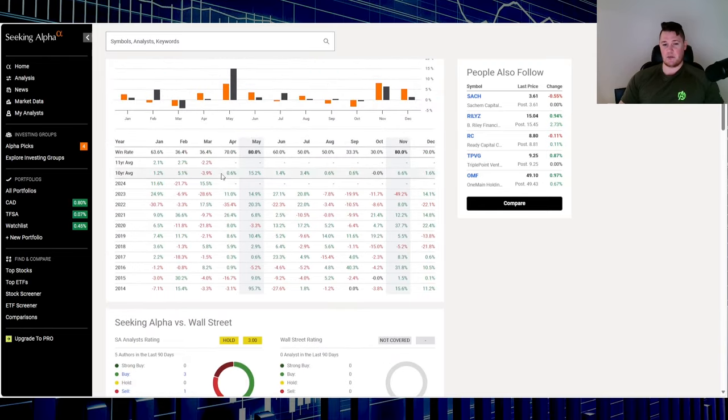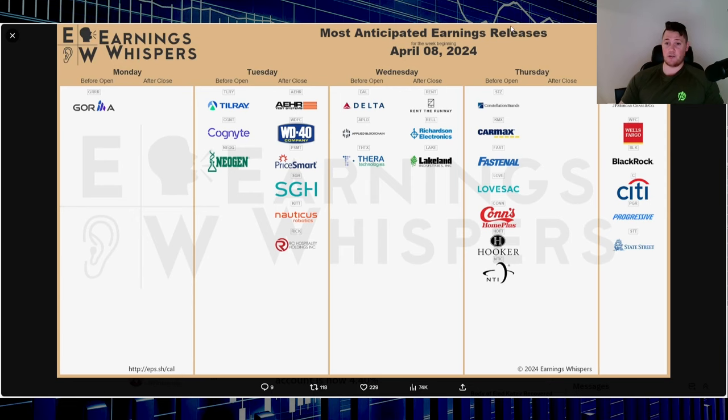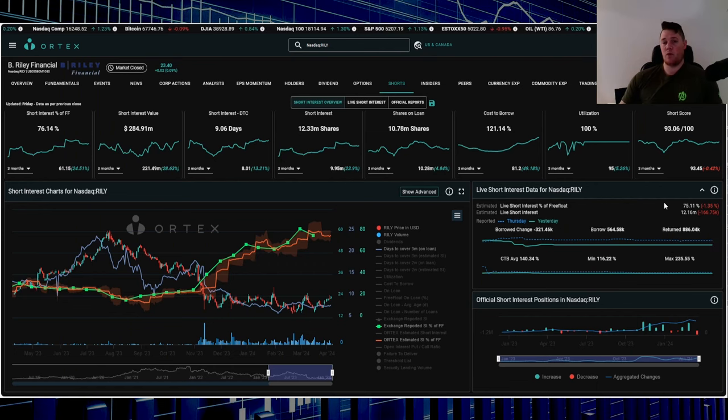Seasonality, April seems to be somewhat flat, but April throughout the rest of the year seems to be doing historically fairly well. And no doubt, as a result of bank earnings, you could see a lot of volatility with B. Riley Financial as well. But moving on, 75.11% of the free float is being shorted. That works out to be 12.16 million shares. Utilization is 100%. Short score is 93.06.